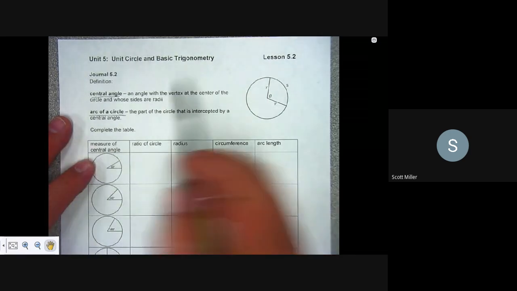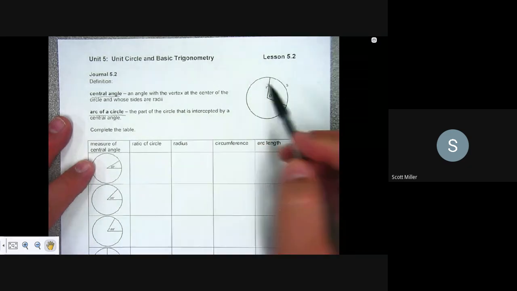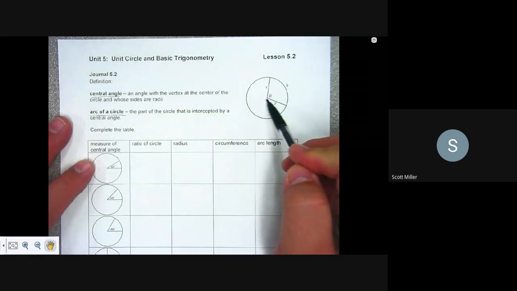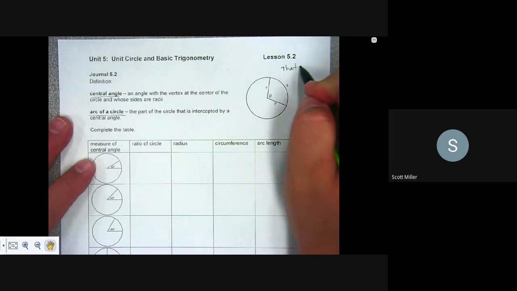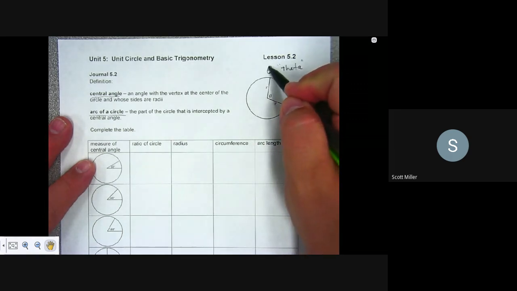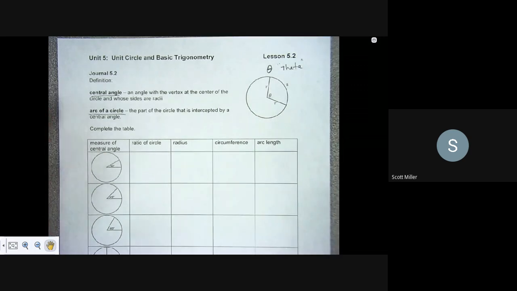So a central angle, if you don't remember this from your geometry days, is an angle with the vertex at the center of a circle, and the sides of the angle are radii of the circle. So theta. If you do not know that name, that is what that symbol is. It's kind of like a fancy O with a line through the middle, like so, is termed theta. And we use that for our basic, it's like our X for angles.